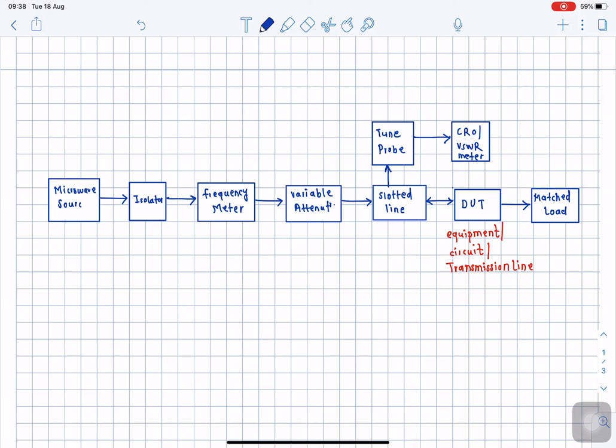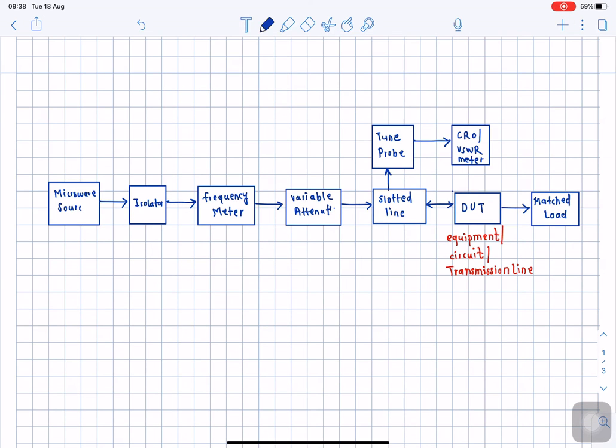So here we can show a modulating source separately. I will draw it. This is usually a 1 kilohertz square wave signal, and this 1 kilohertz square wave signal is modulated with the microwave source. This combined signal will be passed over the isolator.